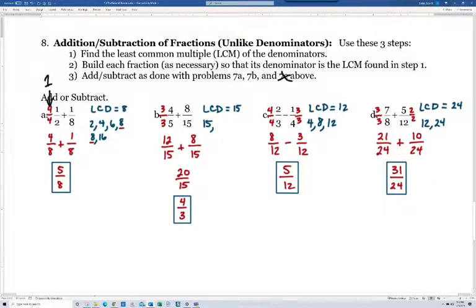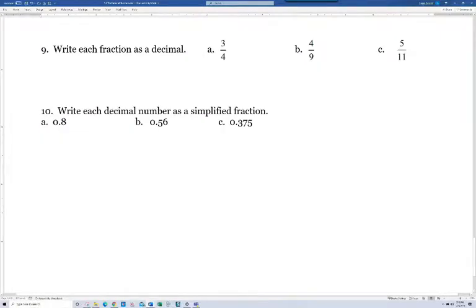All right, we do have one more thing to discuss here. So in numbers 9 and 10 here, we need to change from a fraction to a decimal. In number 10, we're going to go back the other direction, decimal to fraction. All right, so if you have 3/4, how do you change that to a decimal? If you know how to do it, I would encourage you to do it and then watch the video.